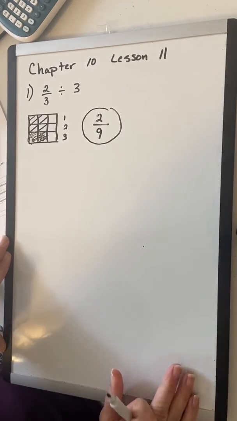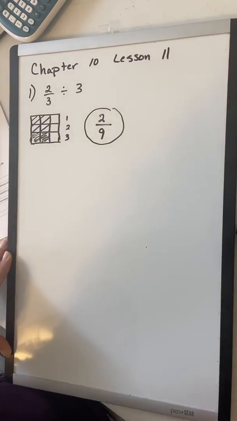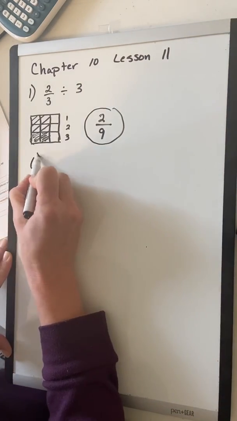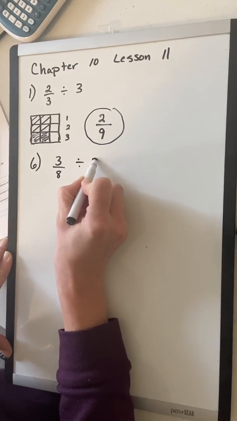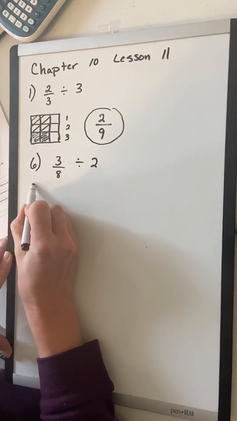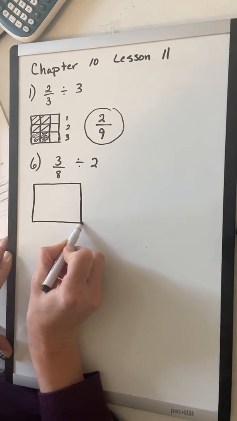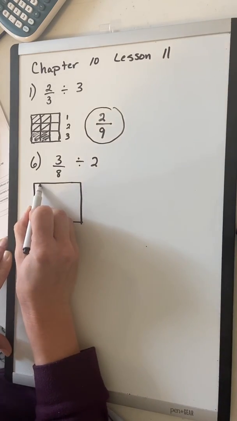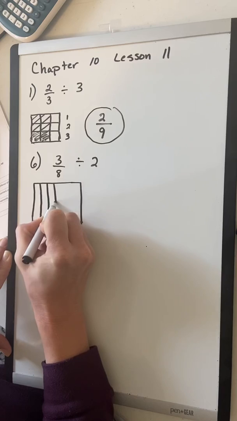Okay, so we're going to apply the same technique to another one of the problems. Let's go ahead and try number 6. So you have 3/8 divided by 2. So we start out first by shading or modeling what 3/8 would be. And we draw a square. I'm going to make mine a little bigger because now I need to draw and divide this up into eighths.